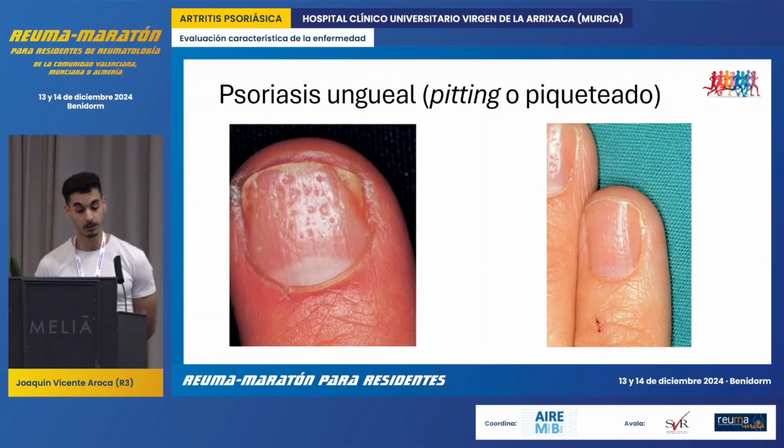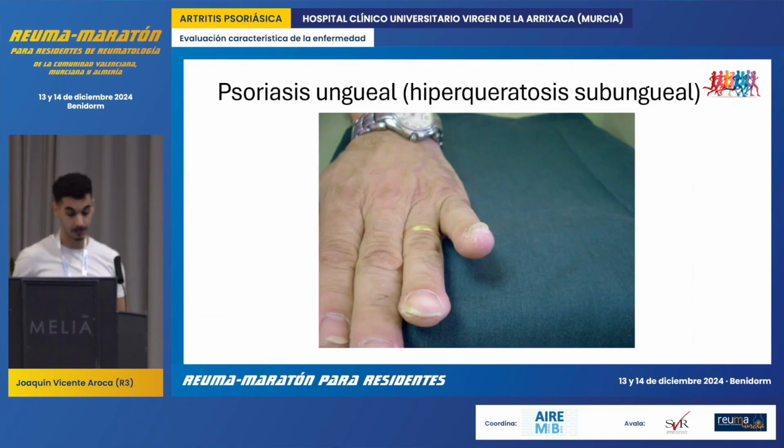Here's another image, also showing oil spots. And then, as my colleague also mentioned, that pitting, those small indentations that look as if we had taken a pin and pricked the pin into the nail, and we've left that dotted pattern, which is also very typical of psoriasis. And it's not just limited to the nail itself. There can also be subungual hyperkeratosis.